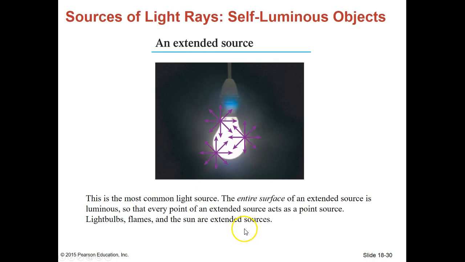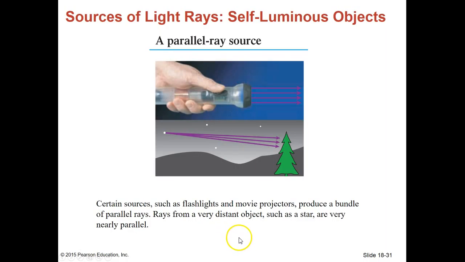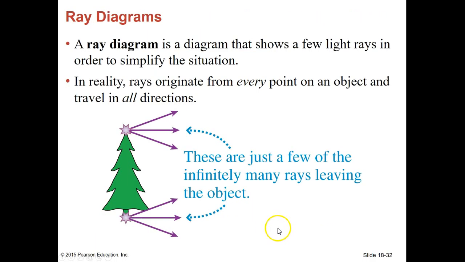An extended source would be a light bulb, and we also did that. Here the entire surface is luminous, so every point on that surface is like a point source. A parallel ray source is similar to a flashlight, movie projector, anything that produces parallel rays. Rays from a very distant object, such as a star, are almost parallel, so they're pretty close to that.